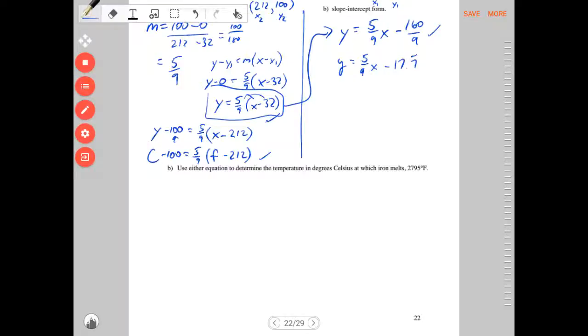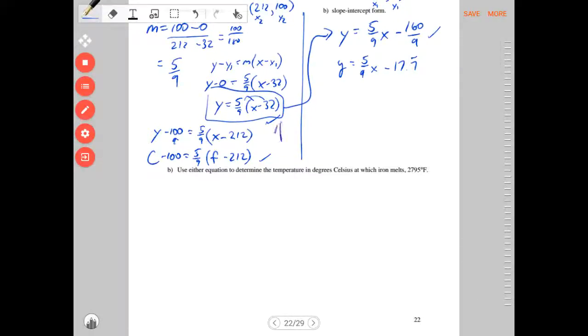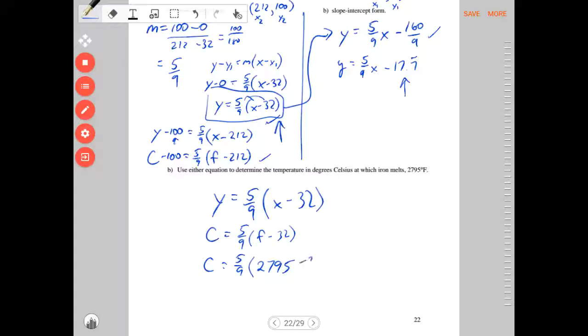Either way, let's pick this one again: y equals 5/9 x minus 32. I like that formula because it doesn't have the y coordinate over there, and it doesn't have a crazy decimal or a weird fraction like 160 over 9. Remember, this could also be Celsius equals 5/9 Fahrenheit minus 32. So for degrees Celsius, that's 5/9 times 2,795 minus 32. Type that into our calculators and you get 1,535 degrees Celsius. Pretty straightforward.